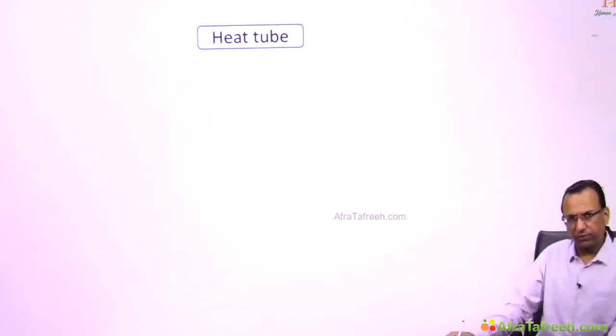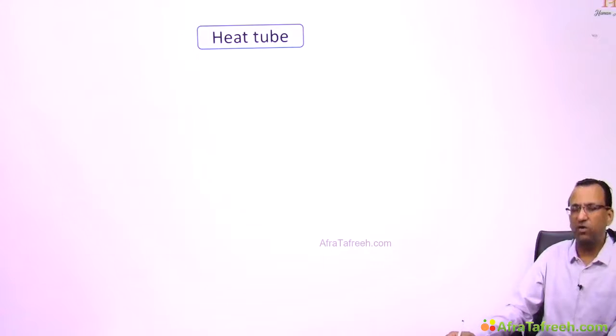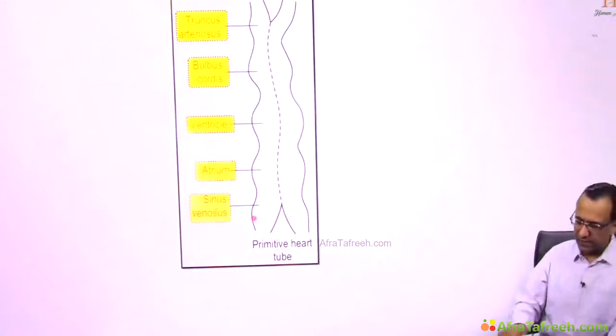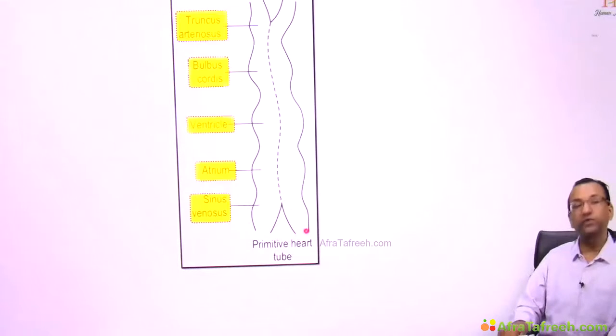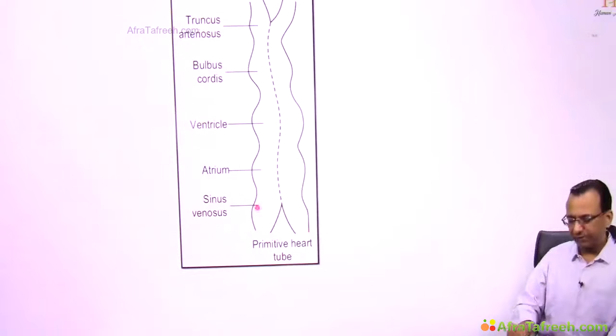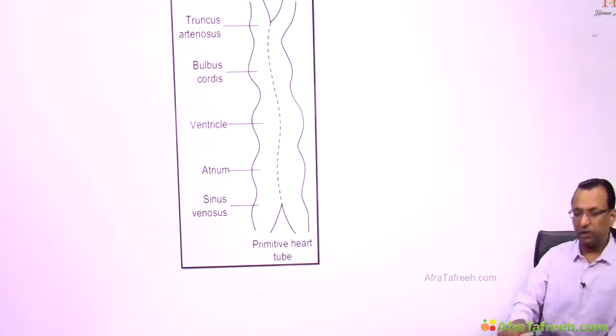About the heart tube? You know there are 5 parts of the heart tube, you remember them? Let us draw the heart tube, the 5 parts of the heart tube. Now, you see, right and left horn of the sinus venosus will bring the blood into the primitive atrium, into the primitive ventricle, and into the bulbous cordis, and the blood will exit at the truncus arteriosus.